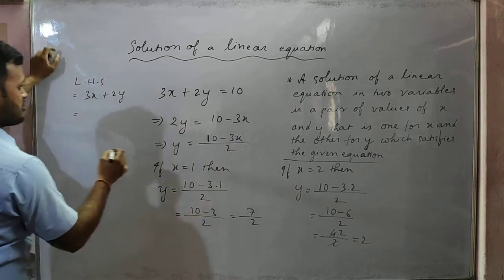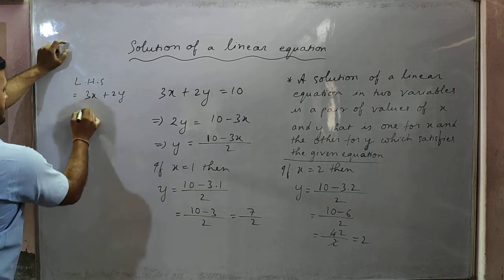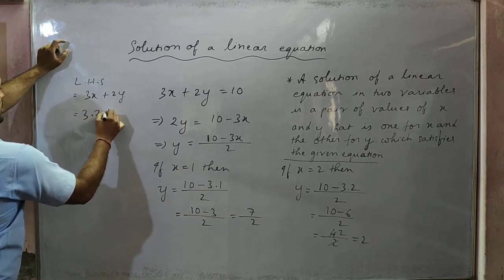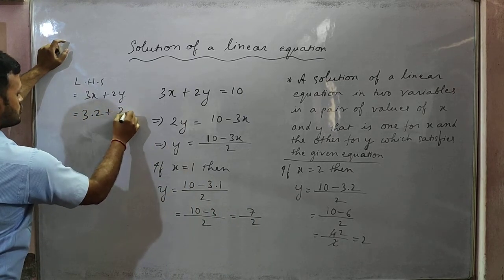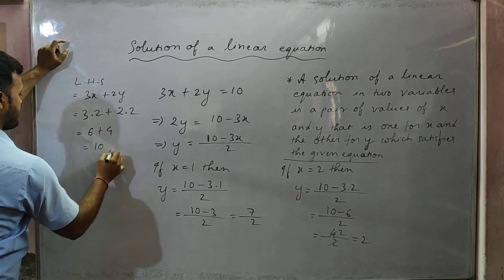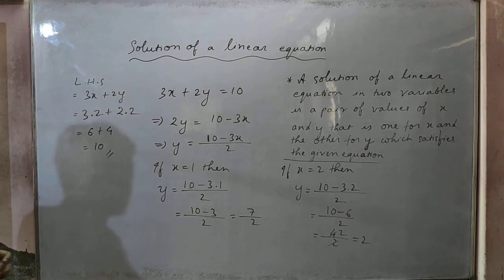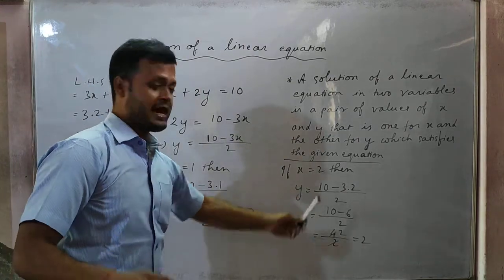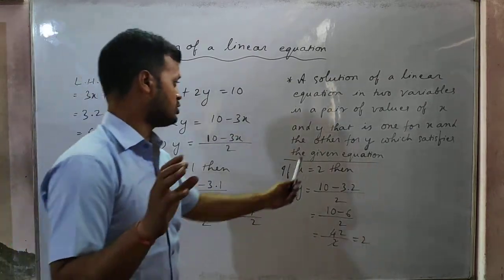So if you put the value of x in place of x, what is the value of x? 2, so 3 into 2. And what is the value of y? 2, so 2 into 2. So 6 plus 4 will become 10.